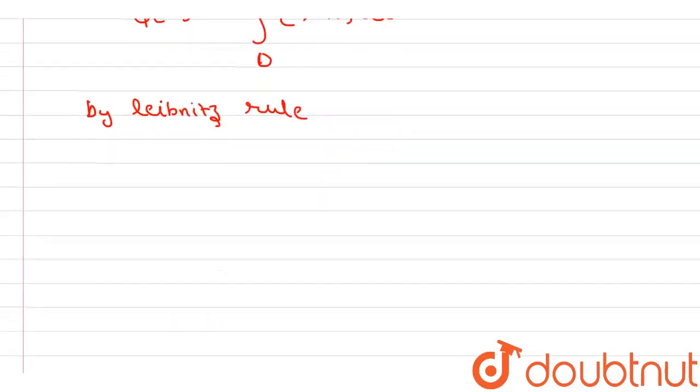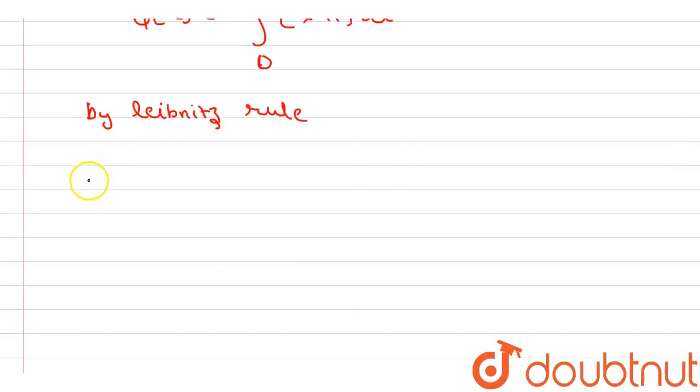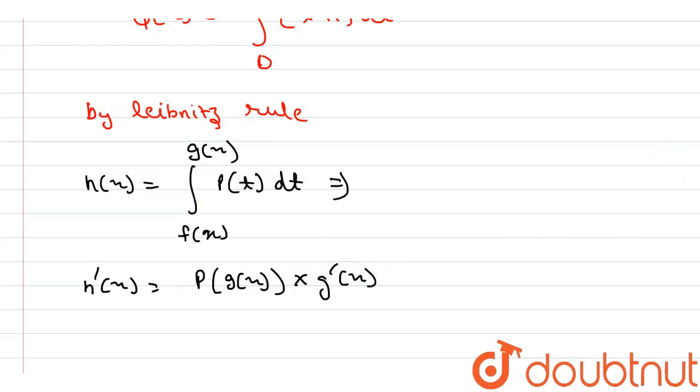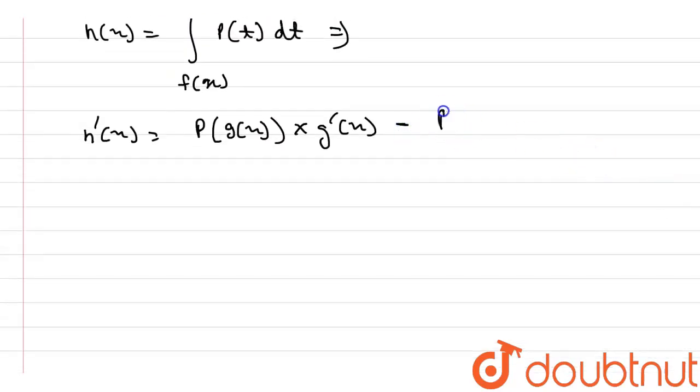by the Leibniz rule. Basically the Leibniz rule says that if there is a function h of x, which is the integral from f of x to g of x of p of t dt, then h dash x equals p of g of x. First we substitute the value, and after that we differentiate g dash x, and minus p of f of x multiplied by f dash x. This is the Leibniz rule.